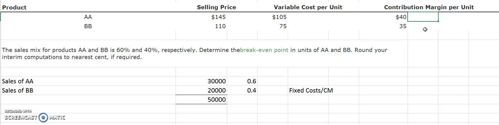So we come over here and we say that sales of AA are 60%. And if we say our contribution margin times 60%, we can find out that that's $24 contribution margin. And then our contribution margin for BB is $35 times 40%, 0.40. And so then we find out that that is $14. So our sales mix contribution margin is $38. So let's go plug it in.